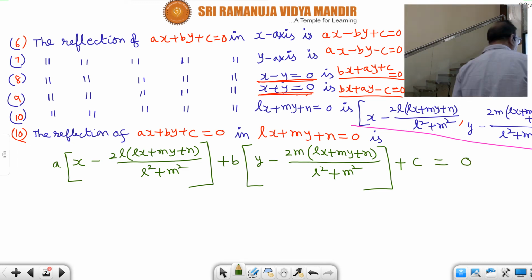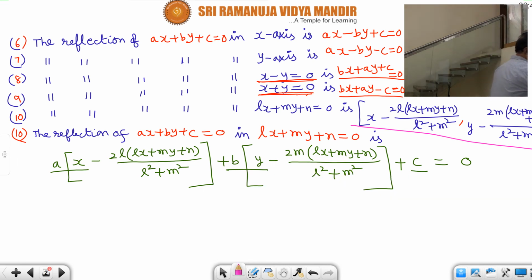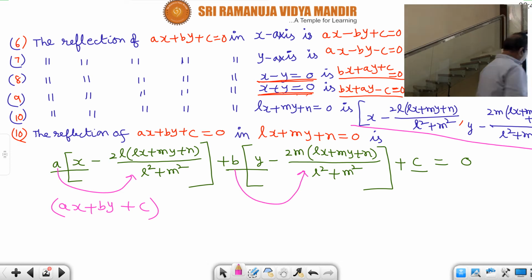Now what happens is, final formula, here ax, here by, here c. The original line will form again. The final formula I am writing in pink color. So ax plus by plus c. The original line will come. And two more terms are there. A into this, b into this. In these two, what is the common thing?